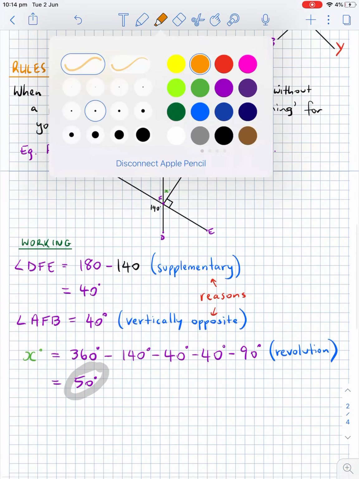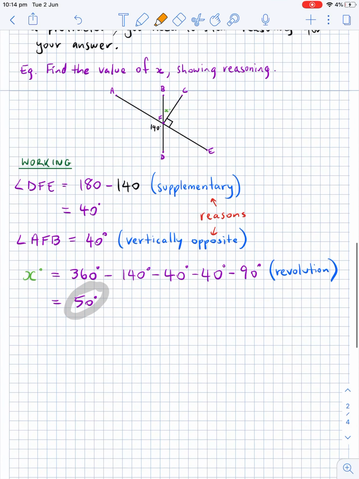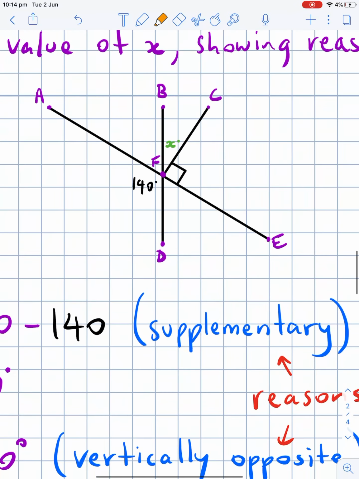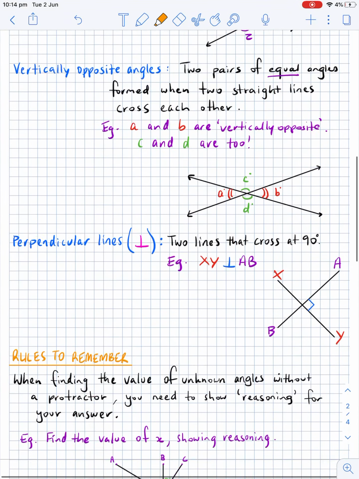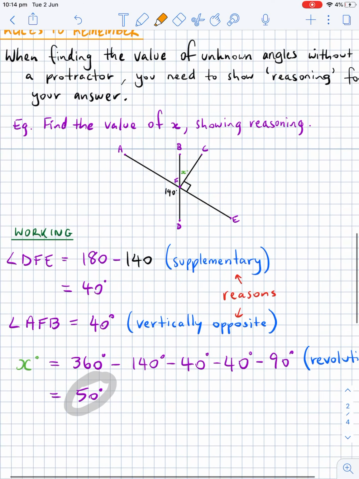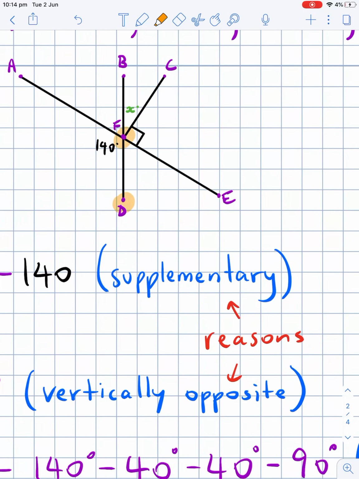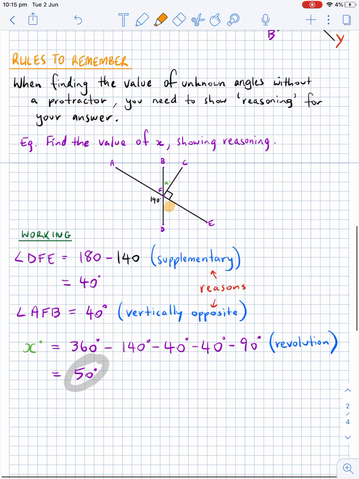Okay, so what can we do to figure out that X? Well, first up, we can use these angles which I've given you. I've told you that's 90 degrees, and I've told you that's 140. And we can use some of the properties that we've gone through above to help us figure out what this X is. So first up, I've said that the angle DFE, that's this angle in here that I'm shading, is going to be equal to 180 take away this 140.